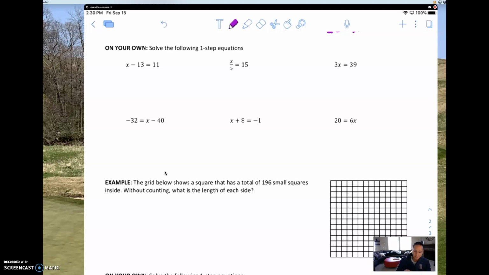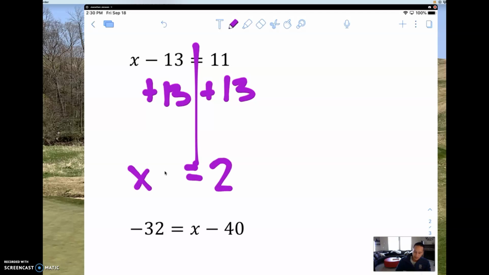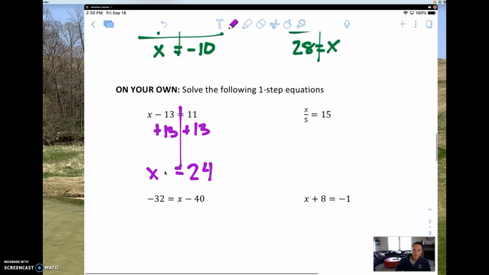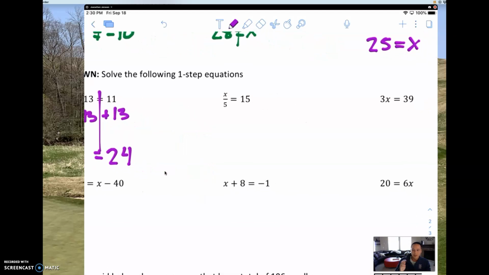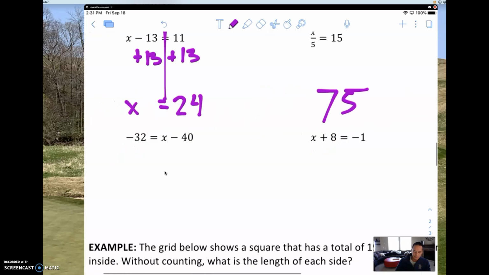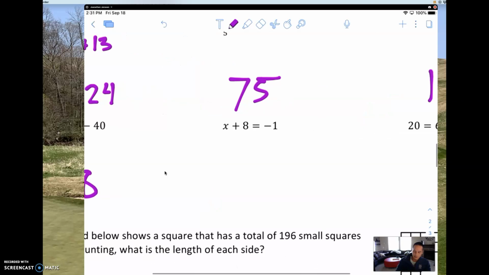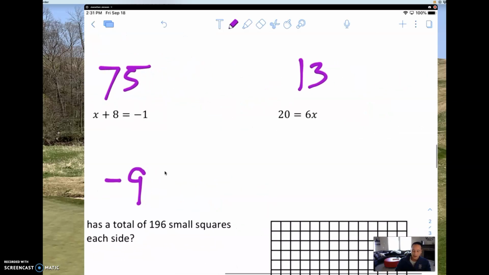All right, I'm back. If you did these correctly, you should have added 13 to both sides and gotten 24. If you did the next one correctly, now when you submit these, you're going to have to show your steps, but I'll make sure you get the correct answer here so you can check. Times by 5 on both sides should have been 75. Next one should have been 13. Next one should have been 8. -9.